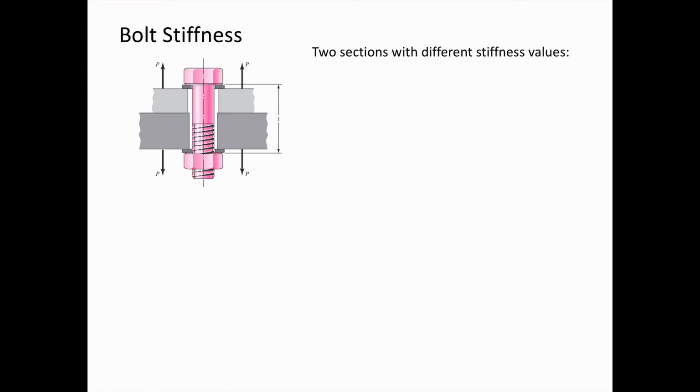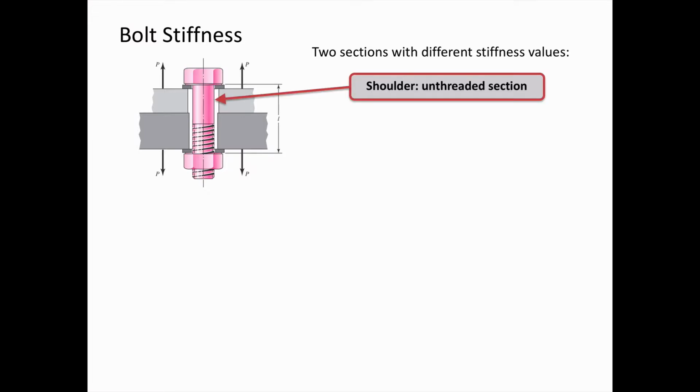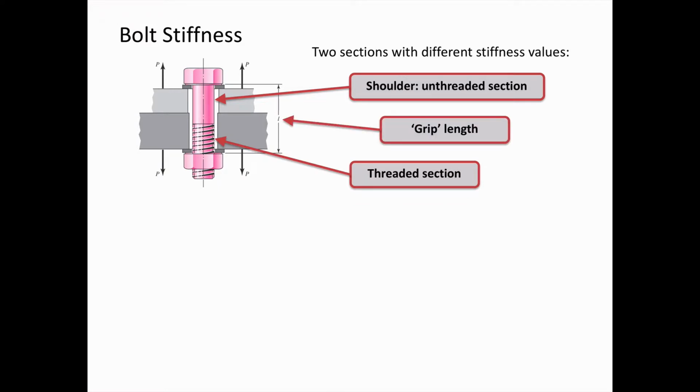Now, with these equations, we had a number of stiffness values that we needed to calculate. We needed to know what was the stiffness of the bolt and what was the overall stiffness of the members. In this section, we're going to learn how to calculate both of these values. Bolts often have two different sections with two different stiffness values. There's a shoulder without threads, and then there's a threaded section. The grip is the length of the member that's being compressed by the bolt.